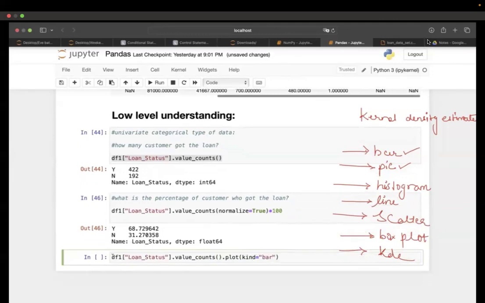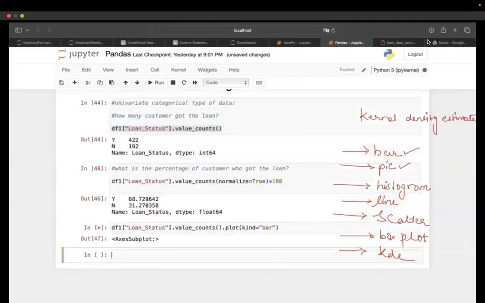What I'm doing: first I'm selecting the column loan status. You can see df1 loan status dot value counts. What is df1 loan status? I'm selecting that particular column. Dot value counts helps me convert the entries of that loan status, yes and no, into numbers. Dot plot helps me plot the graph. Kind equals bar helps me create a bar.